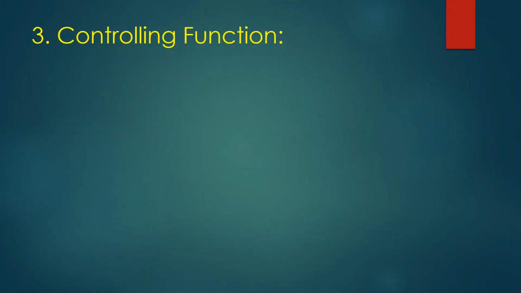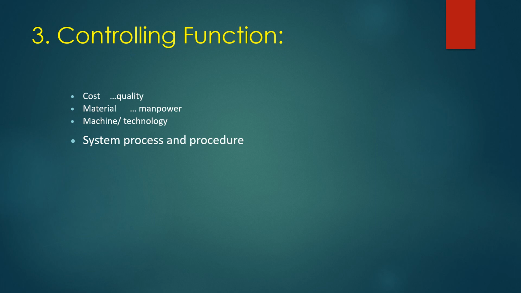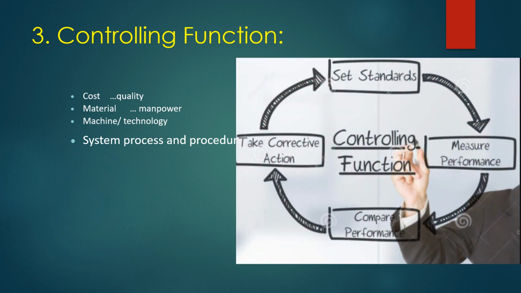Next we have the controlling function. It is concerned with controlling the cost, quality, material, manpower, machine, and technology. It is a proper system, process, and procedure. Over here we can see that for controlling, standards must be set, then performance measured, then the performance compared, and then corrective actions taken in order to minimize deviations.